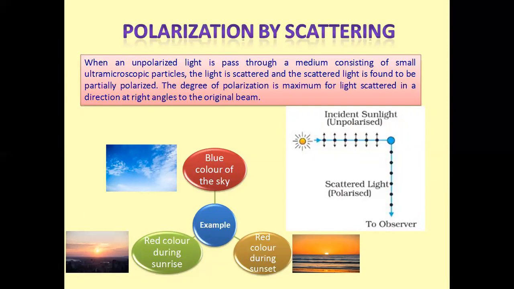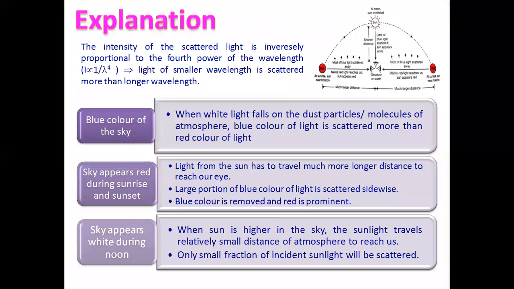We see the blue sky during the daytime, whereas the sky appears red during sunrise and sunset. Why? The explanation is, we know the intensity of the scattered light is inversely proportional to the fourth power of the wavelength. That implies light of smaller wavelength is scattered more than longer wavelength. When white light falls on the dust particles or molecules of the atmosphere, blue light is scattered more than red light. So the sky appears blue.